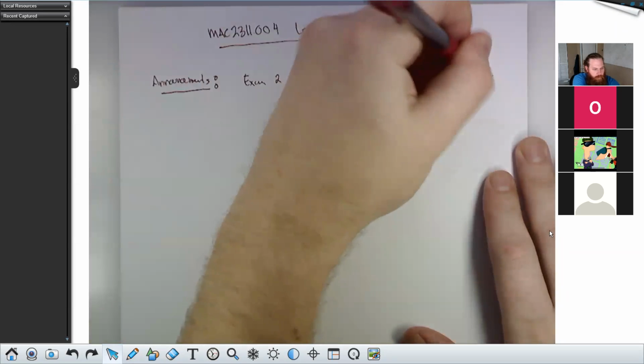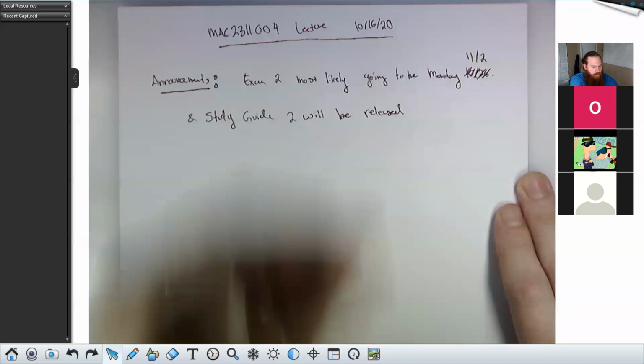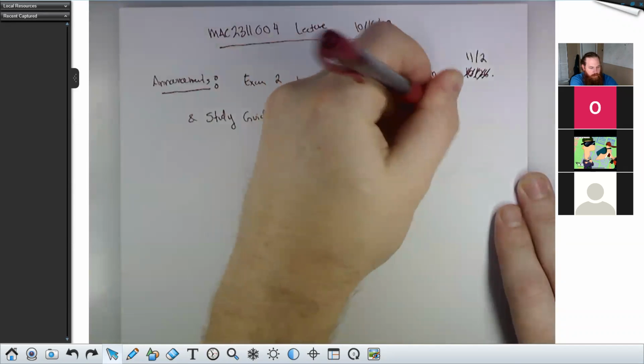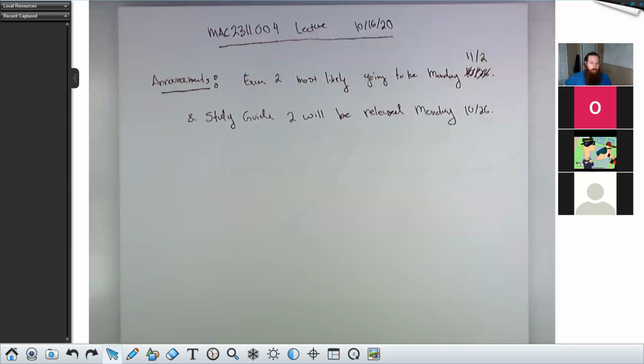Exam 2 will be the following Monday, 11/2, and study guide 2 will be released Monday, 10/26. What this means is that we're not going to have exam 2 done before the drop date. Usually my goal is to get exam 2 done before the drop date, but that is not going to happen this semester, which is okay.